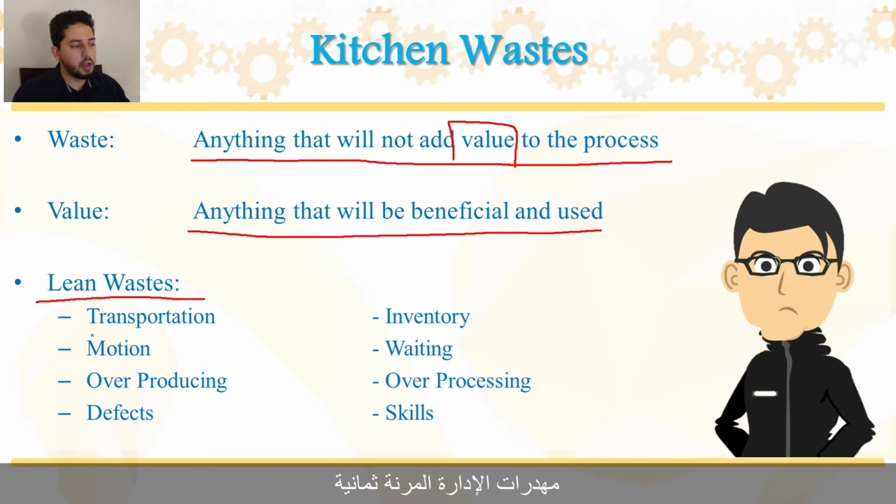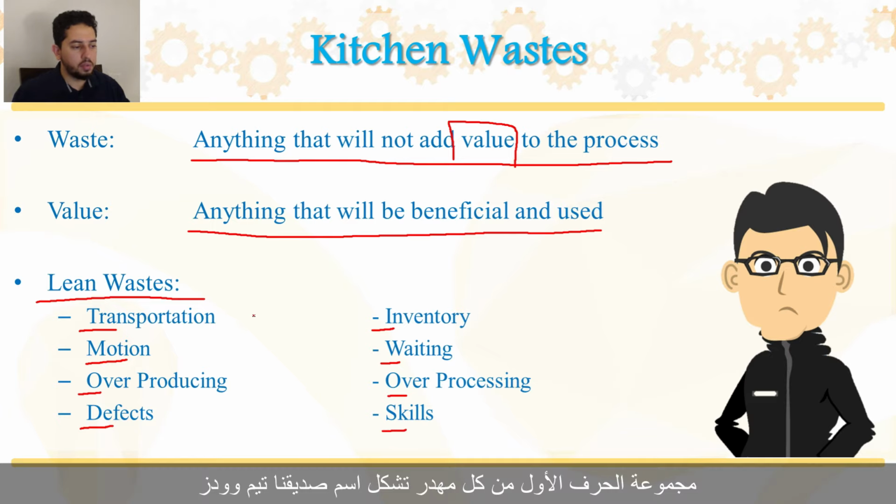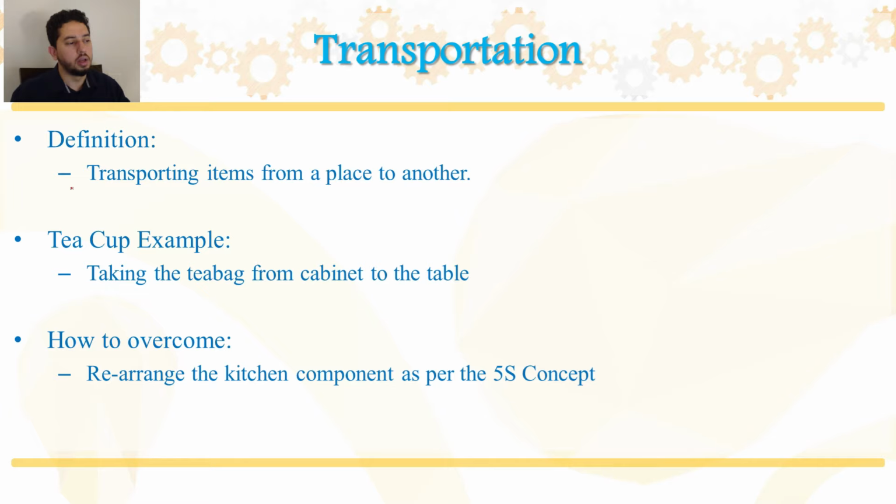The lean wastes are 8: transportation, inventory, motion, waiting, overproducing, overprocessing, defects, and skills. And the first letter of each one makes the name of our friend Timuoodp. Let's start with transportation.